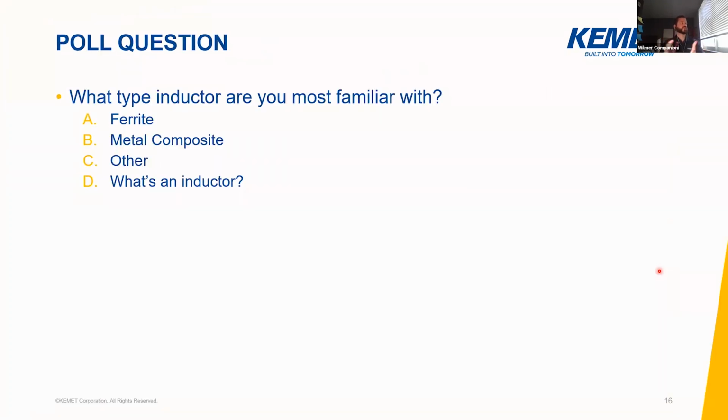So another poll question: what type of inductor are you most familiar with? So let's launch the poll here and give ourselves a little bit of time to answer this question. Okay, getting some interesting results here. Okay, we'll end the polling now. Thank you for everybody that participated in the poll.